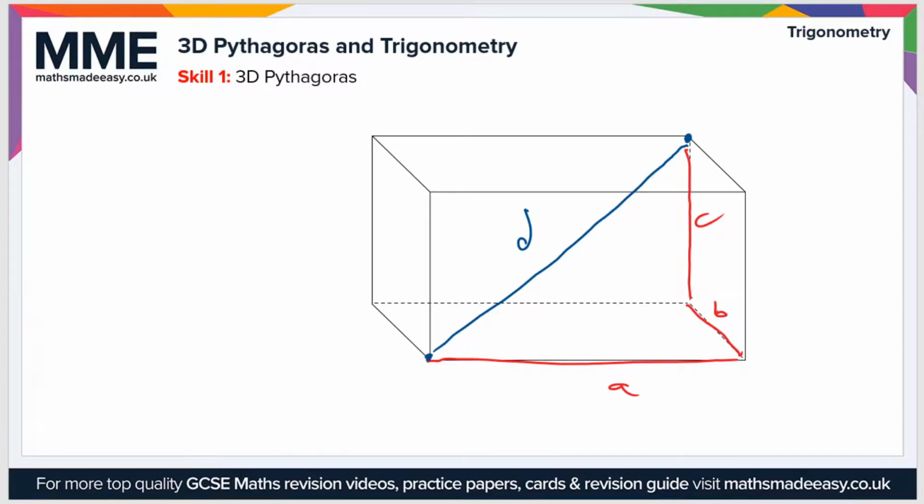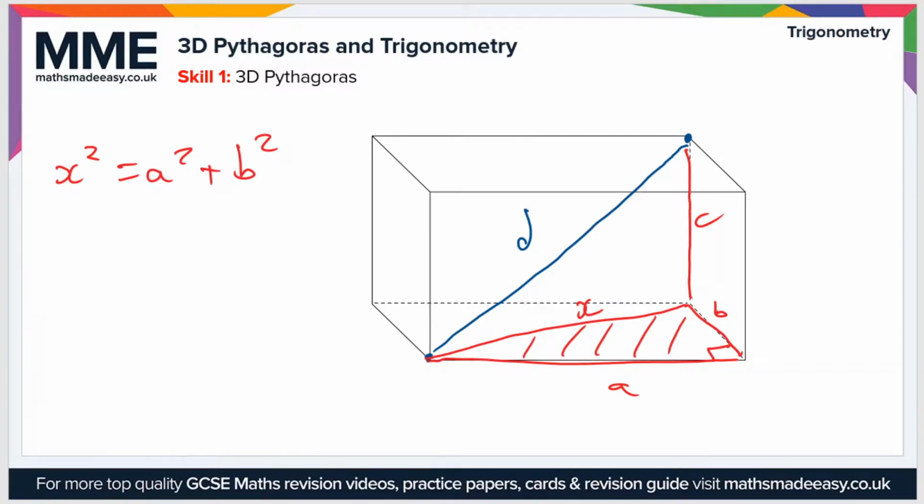And the way we go about doing that is we first of all divide the base of the cuboid into two right angled triangles. So you can see there's a right angled triangle here, and there's another one here, but we don't need to consider that one. So first of all, let's consider this right angled triangle here. So we can work out the length of the hypotenuse of this right angled triangle, and we'll call that x. So to work out the length of x, we just use 2D Pythagoras. So x is the hypotenuse, so x squared equals a squared plus b squared.